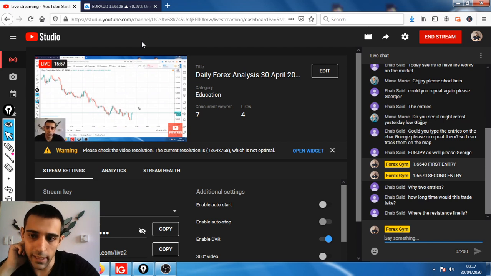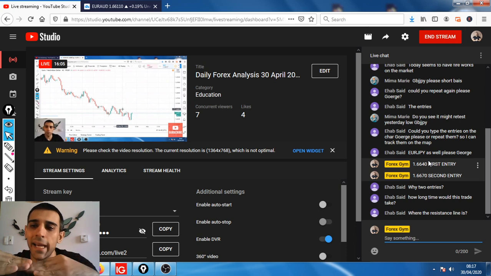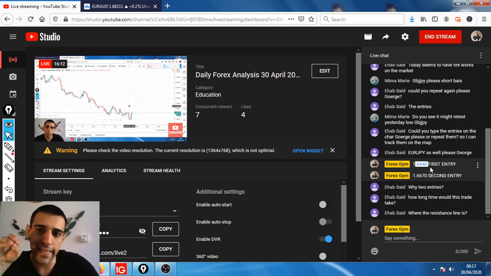What the resistance line is. So the resistance line will be the same level as the one I described, so 166. So it's not the actual line, it's more like a zone. I did say that it's 166.40, but it does not mean that it is literally that number. So this is a zone.